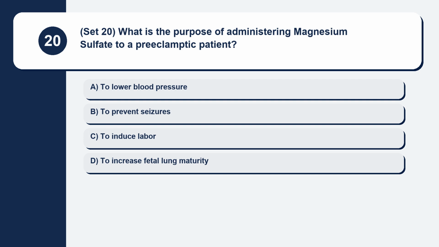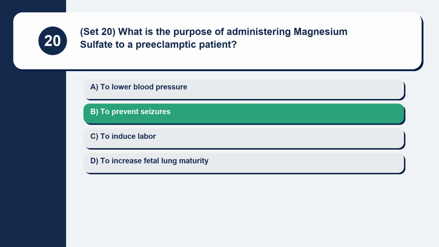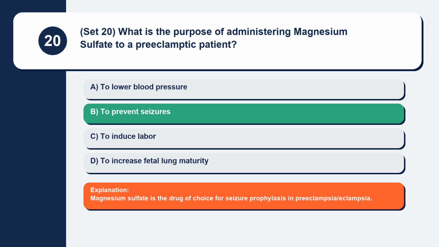Question 20, Set 20. What is the purpose of administering magnesium sulfate to a preeclamptic patient? To lower blood pressure, to prevent seizures, to induce labor, to increase fetal lung maturity. Magnesium sulfate is the drug of choice for seizure prophylaxis in preeclampsia and eclampsia.